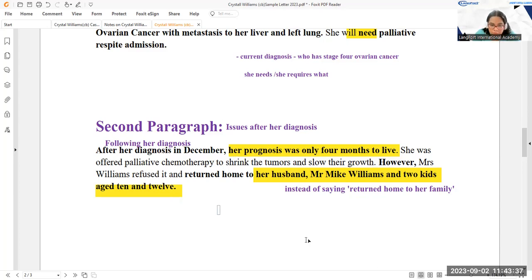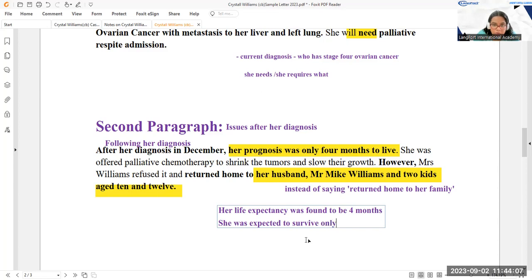And you can talk about prognosis. Her life expectancy was found to be. Okay, if you don't want to use prognosis, you're like, ma'am, I don't like that style, you can say her life expectancy was found to be 4 months. Or you can say she was expected to survive only for 4 months. It's up to you. I just like this one, that's why I use that sentence. Instead of that, you can use this. Okay, so all of you go through it.